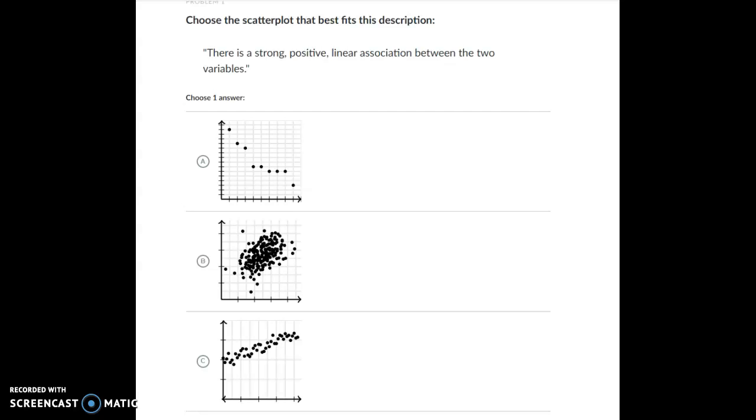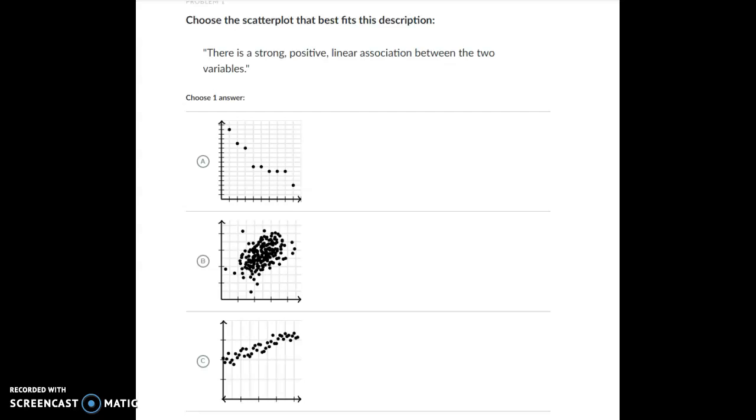In this, there is a strong positive linear association between the two variables. So which of these answers fits that? Well, A, it's a strong linear correlation, but the y values are going down as it moves to the right. So this would be a negative correlation. In B, there looks like there is a correlation, that the numbers tend to go up as we move to the right, and they're kind of densely packed around what might be a line that goes through there, but they're kind of all over the place.